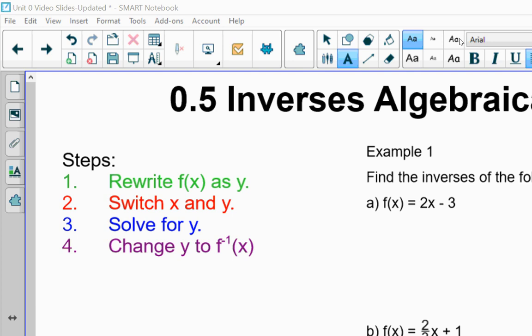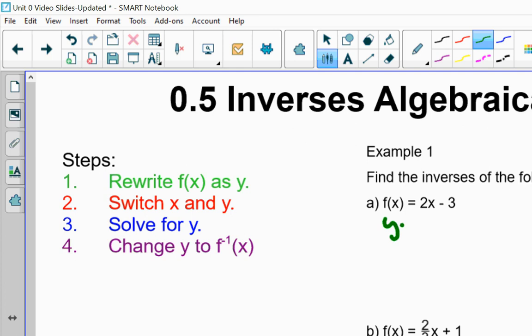In 0.5, we're looking at inverses algebraically. So our first step is you want to rewrite f of x as y. So I'm going to change this to y equals 2x minus 3.